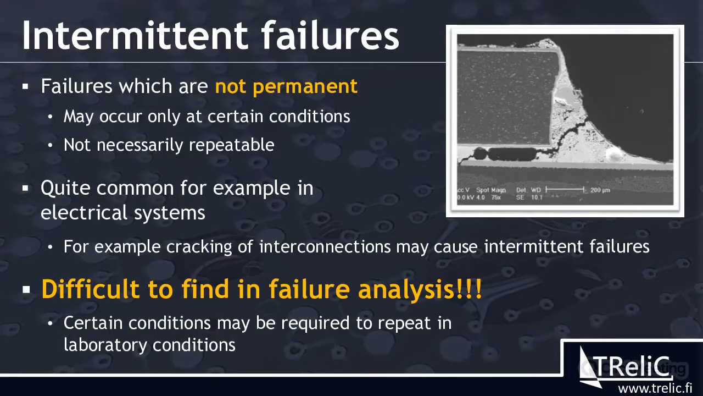And for failure analysis, this is really difficult, because what can happen is that you get the product from the field where it has failed, but when you get it to the lab where there is controlled humidity and temperature, you don't see anything. And you need to know what the conditions are to try to repeat them and get the failure again. And many analysis techniques don't give you the possibility to use different conditions. So this can be very, very difficult.